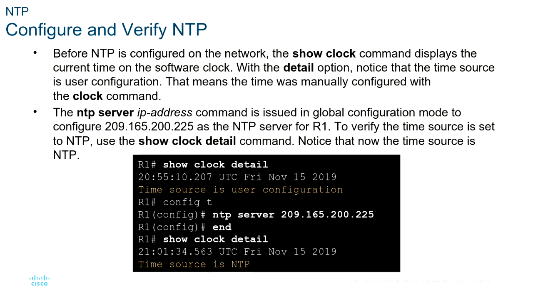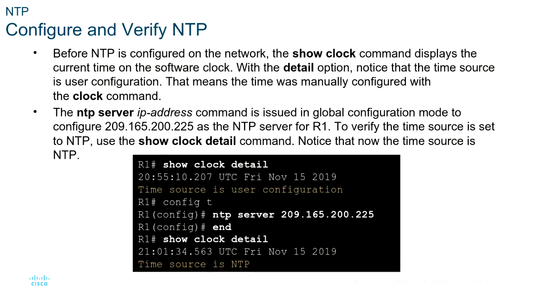Before we configure the Network Time Protocol on a device, we're going to type show clock. If we type show clock detail, it tells you that the time source is the user configuration. The user typed in the date and the time by hand, just checking his wristwatch or something. So we want to set it to a time server instead.